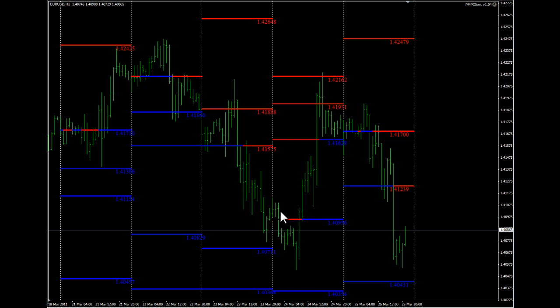Now remember, these lines aren't exact levels. PriceMaster Pro doesn't tell you that 1.41700 is the absolute line. No, it's actually an area. So if I take a rectangle tool, it's going to be about 10 or 15 pips plus or minus of that level. So that's really what you should be thinking about when you're looking at these levels, okay?